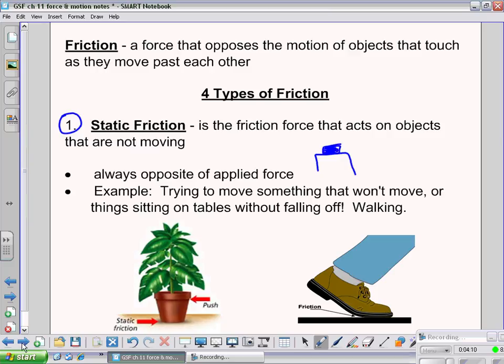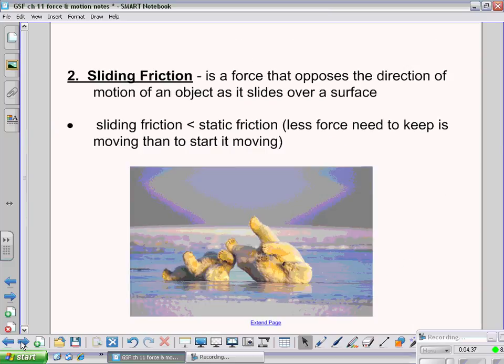If you want to move those, you push on that book, you have to overcome static friction. It always opposes the applied force. Like I said, try to move something that won't move, or things sitting on a table without falling off. That's static friction that you're overcoming. And static friction is always the strongest friction. If you think about moving something, it's always harder to get something moving than once you get it going, to keep it moving is easier. So that's your static friction.